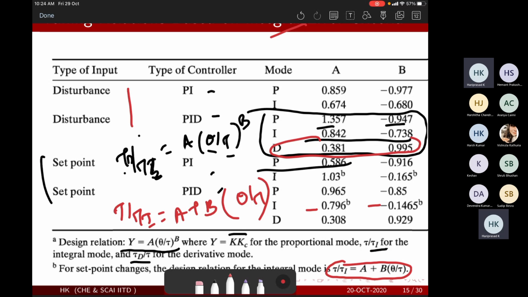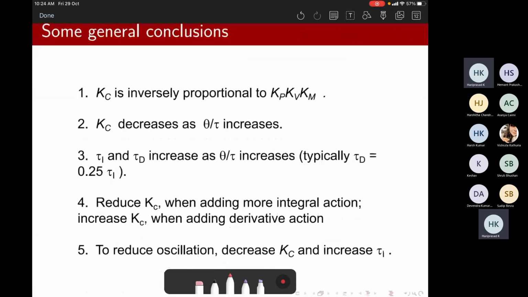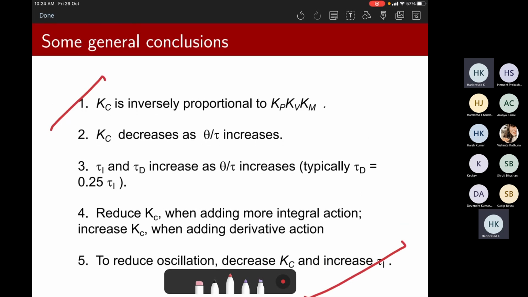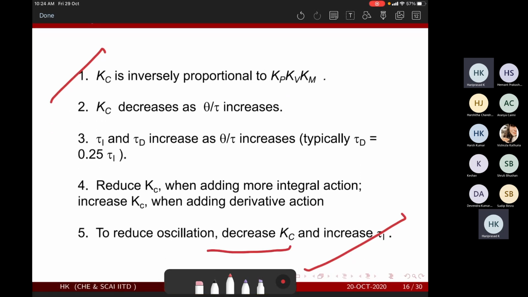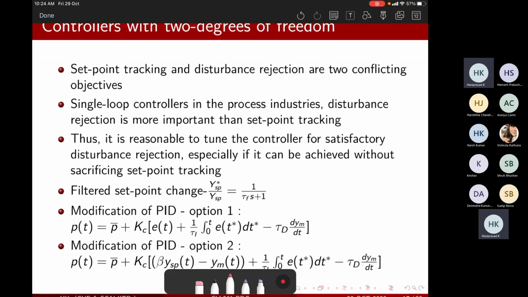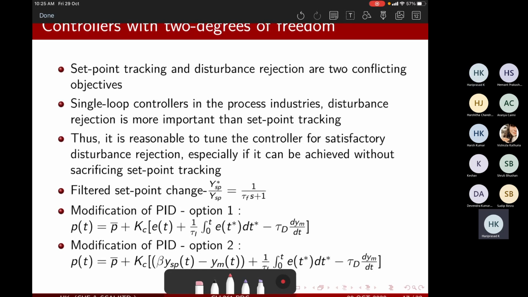Okay, so hopefully this is okay. So now coming to, okay, I am just leaving this, as you all know, because we have discussed this many times. Kc is inversely proportional to what? Just to reduce oscillation, decrease Kc and increase K. We have learned this in the PID controller, so I don't want to put time on that.